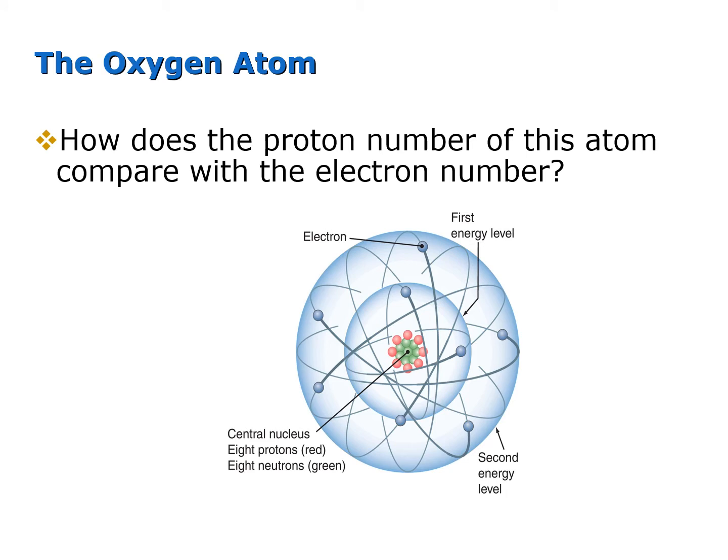Now let's take a look at the oxygen atom. What can we say about the oxygen atom? The number of electrons that the atom has, which gives the atomic number for that particle, is actually 8.